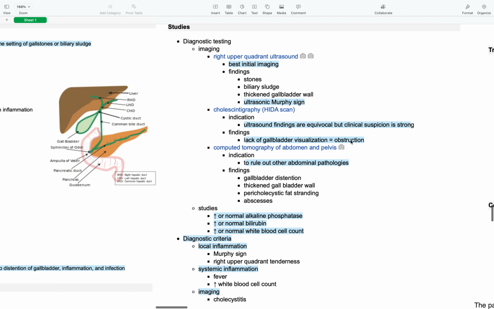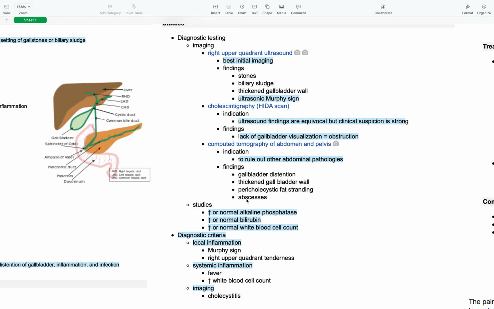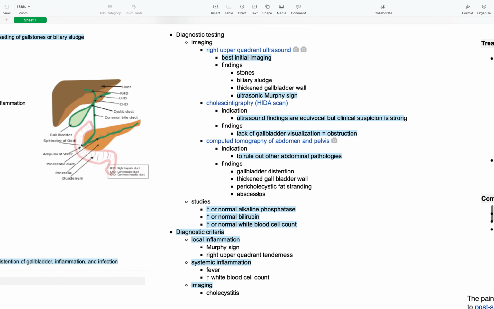Okay. Not always do you do a CT scan of the abdomen and pelvis in case of a cholecystitis. The only reason you do a CT scan is to rule out other abdominal pathologies, or the presentation may be atypical. So that is when you do a CT scan. All right. Sometimes it may show abscess or pericholecystic fat stranding. So maybe some other pathologies might come up on the CT scan when the presentation is atypical.